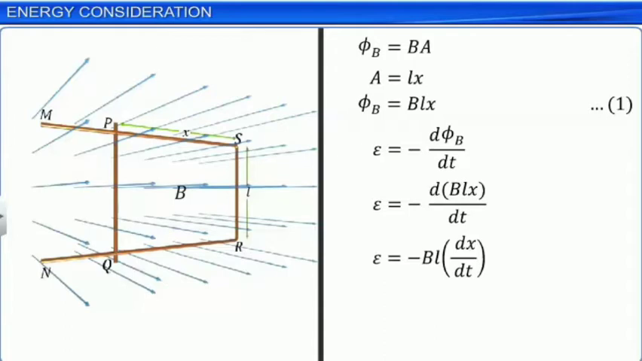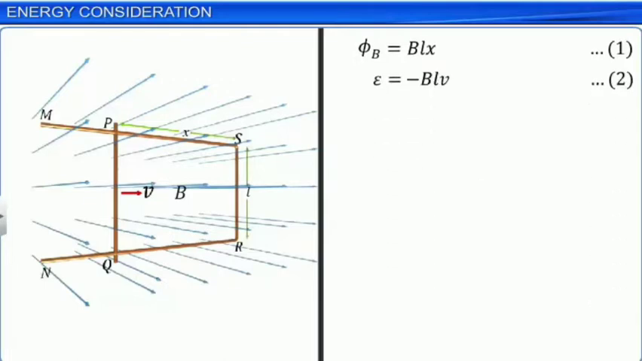But dX by dt is the instantaneous velocity v of the arm PQ of the loop, which is directed towards the SR part of the loop as shown. Hence, E is equal to minus BLv. Let this be equation 2. This EMF is the motional EMF as discussed earlier.